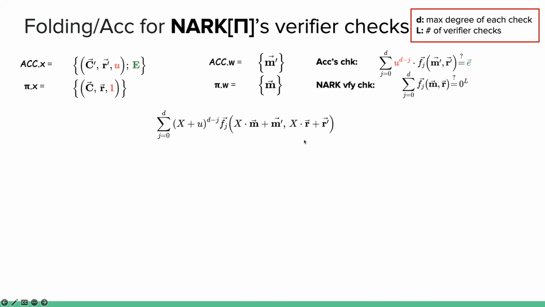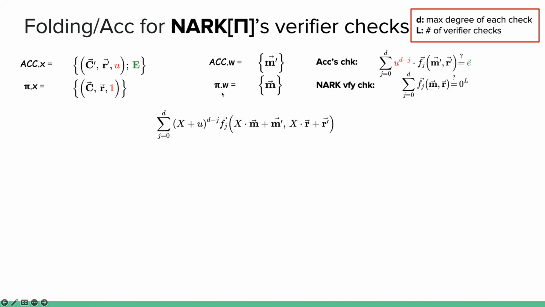So what does it mean? Let's consider these polynomials, which look quite like the accumulator checks, except that for every message, we replace it with a linear polynomial that interpolates the message in the accumulator and the message in the not verified instance. For example, the message here becomes x times m plus m prime, where m prime is the message in the accumulator and m is the message in NUC. Similarly, we fold the challenges and the slack variable.